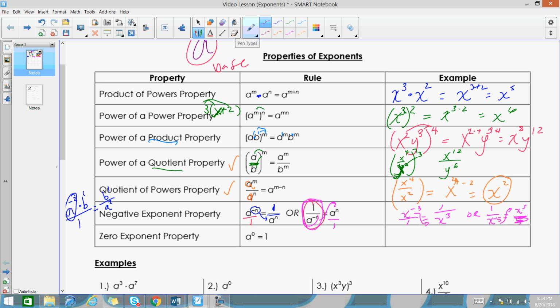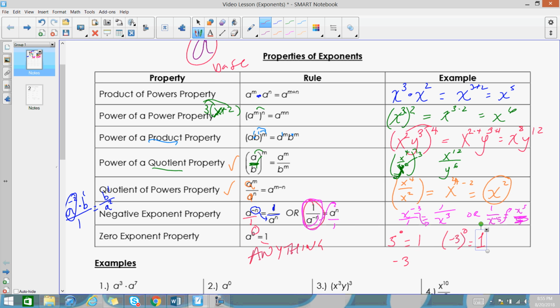All right, and the last is the zero exponent property. And here's the deal. Anything raised to the 0 power equals 1. All right, so if you had 5 to the 0 power, it equals 1. If you had negative 3 to the 0 power, all right, notice I put parentheses around it, it equals 1.